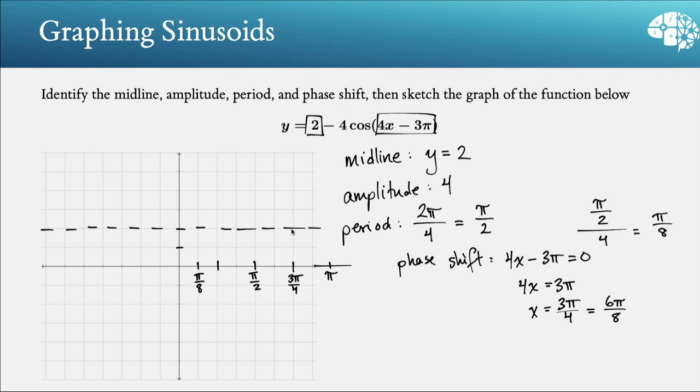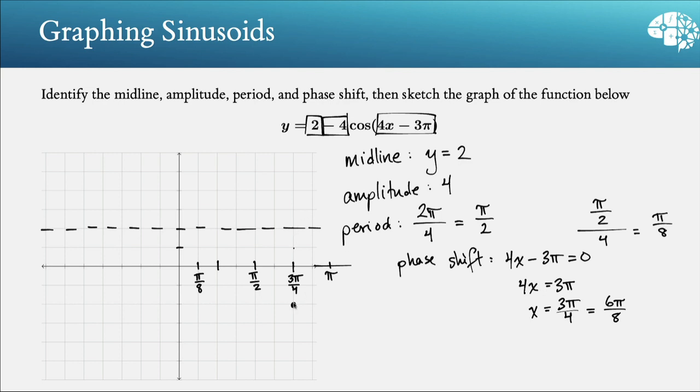And with cosine, to get a point, you go from the midline, and you go the number in front of that cosine function, including the sign in front of it. So it's a negative. So from my midline, I'm going to go negative 4, so down 4. 1, 2, 3, 4.